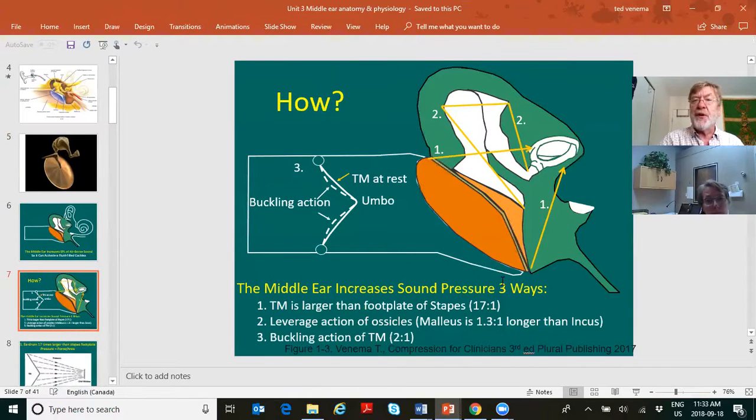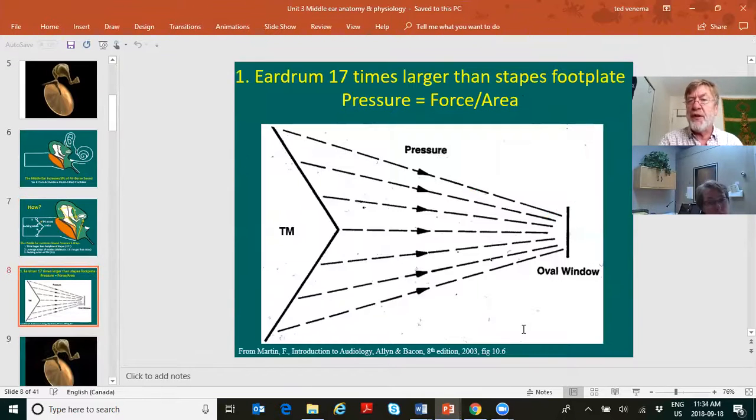And here the summary slide giving you those three things, those three contributions. And each one gives its amount of contribution. So 17 to 1, it increases the pressure 17-fold. The leverage action increases the pressure by a little bit, 1.3 to 1. And the buckling action of the tympanic membrane itself gives a 2 to 1 pressure increase.